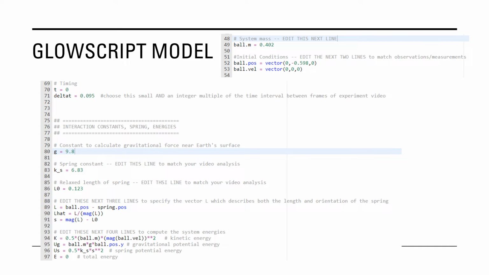So here are the things that I updated in the GlowScript code: mass, initial position, initial velocity, like usual. The gravitational constant is the same, but I did update the spring constant. I updated the L naught value, and I got L, which is the length of the spring, L hat, which is the direction of the spring, and S, which is how stretched out or compressed the spring is. And then we also have the kinetic energy, the potential energy, and total energy equaling 0.